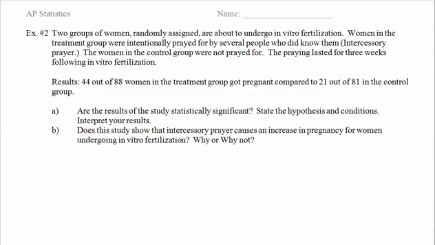So our first question is, are the results of the study statistically significant? We need to state the hypothesis and conditions and interpret our results. So let's look at our results. We had for N1, 88 women, and X1 is 44. This is the prayer group. N2 is 81, X2 is 21, and this is the no prayer group.